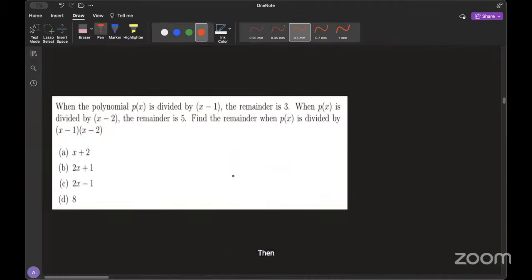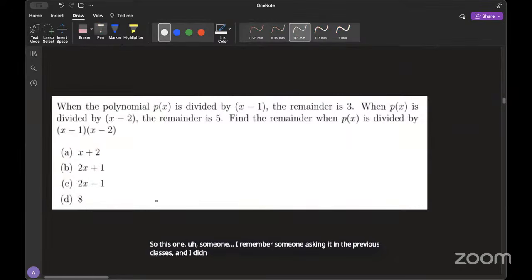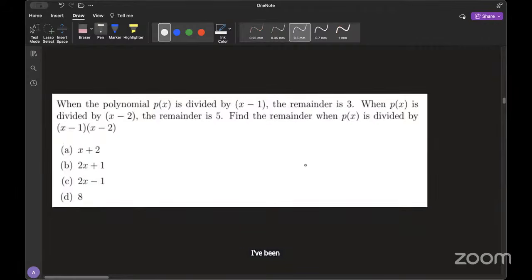Then coming to this one. Now this one, I remember someone asking it in the previous classes. This can be solved. We have sufficient information on this question.